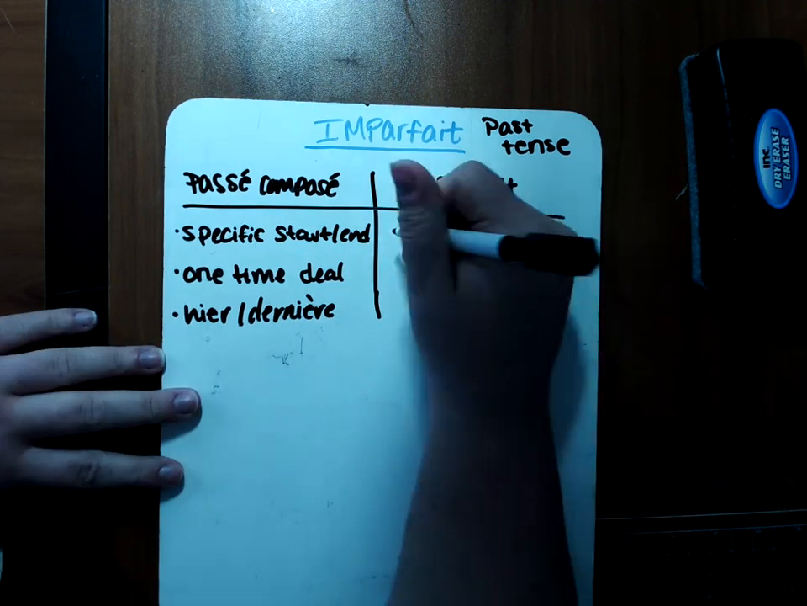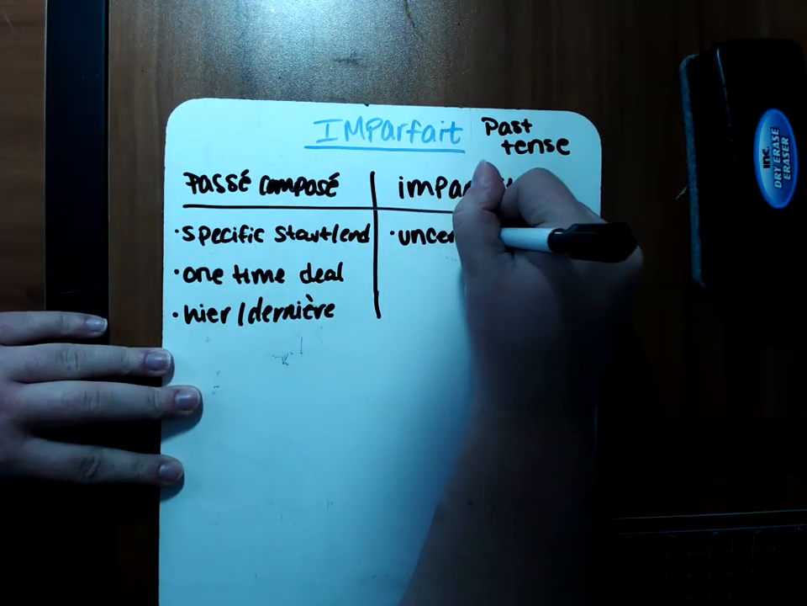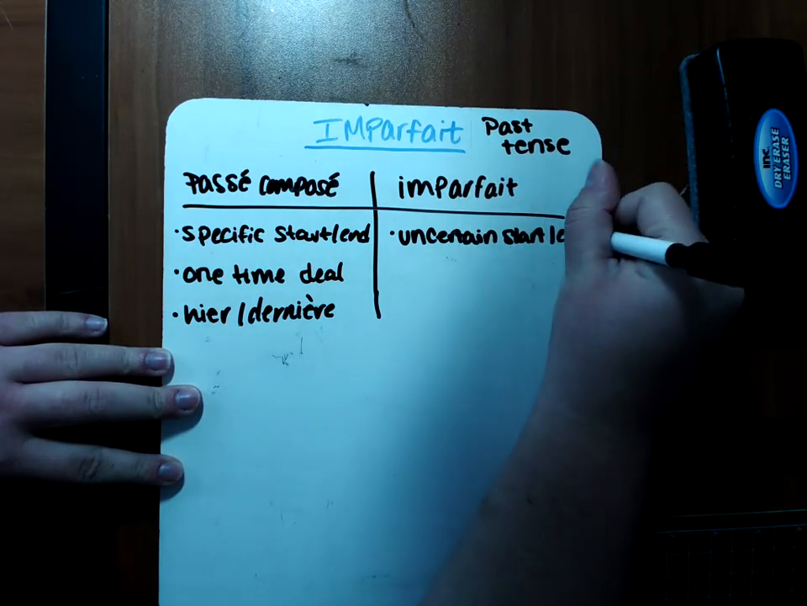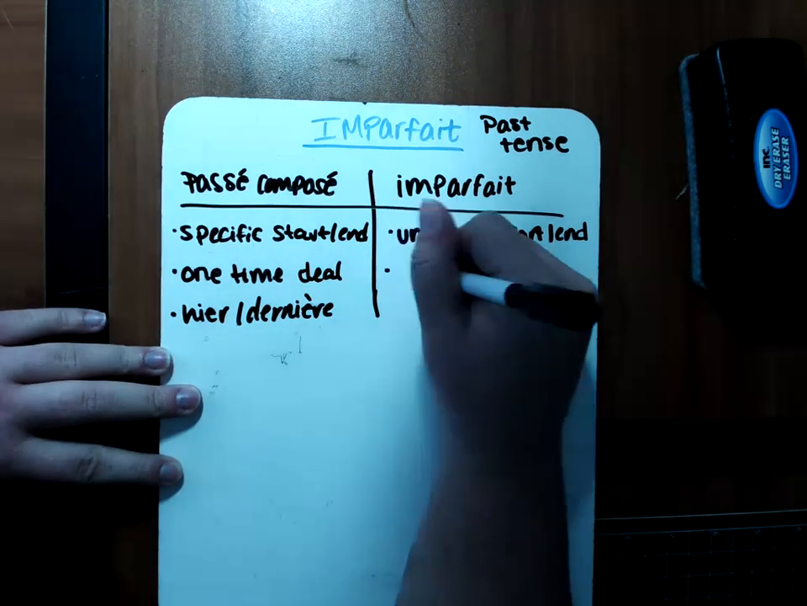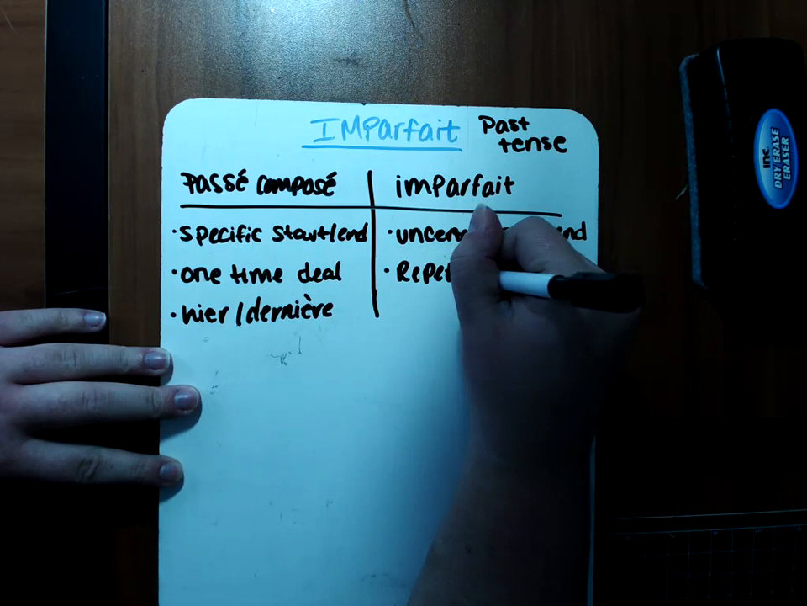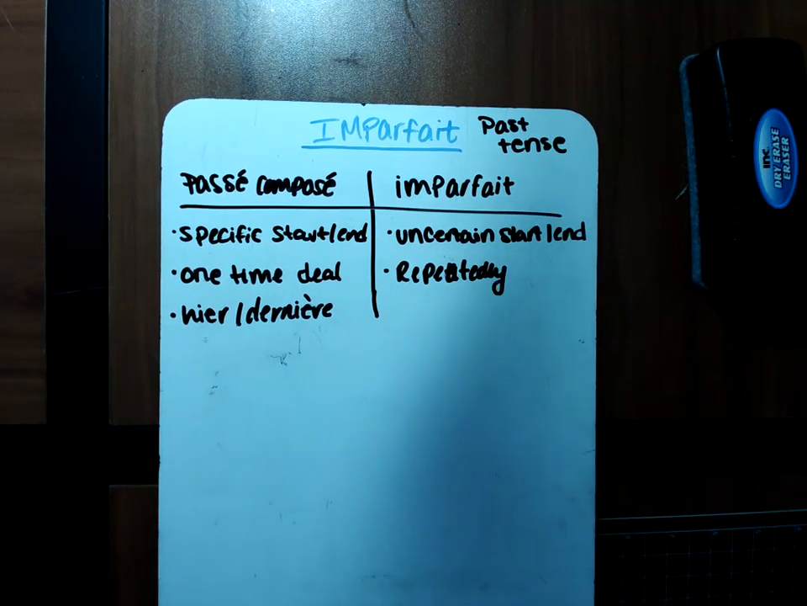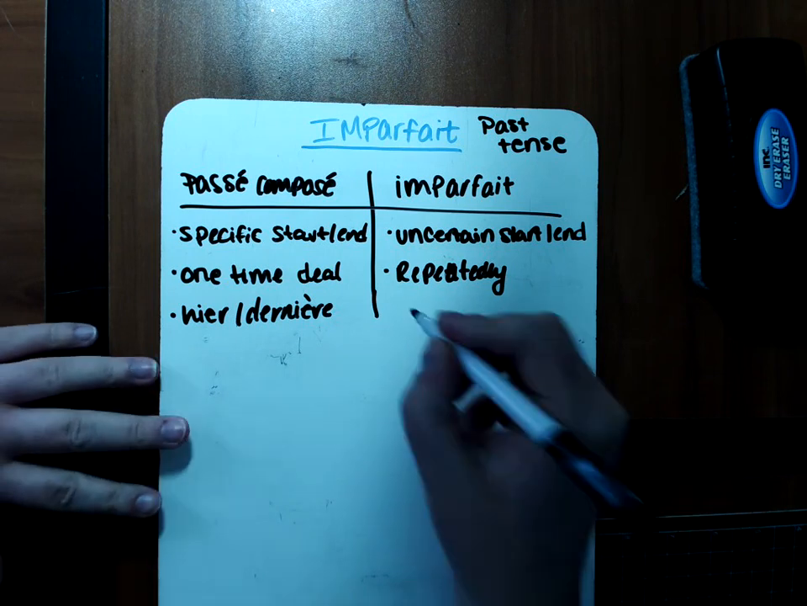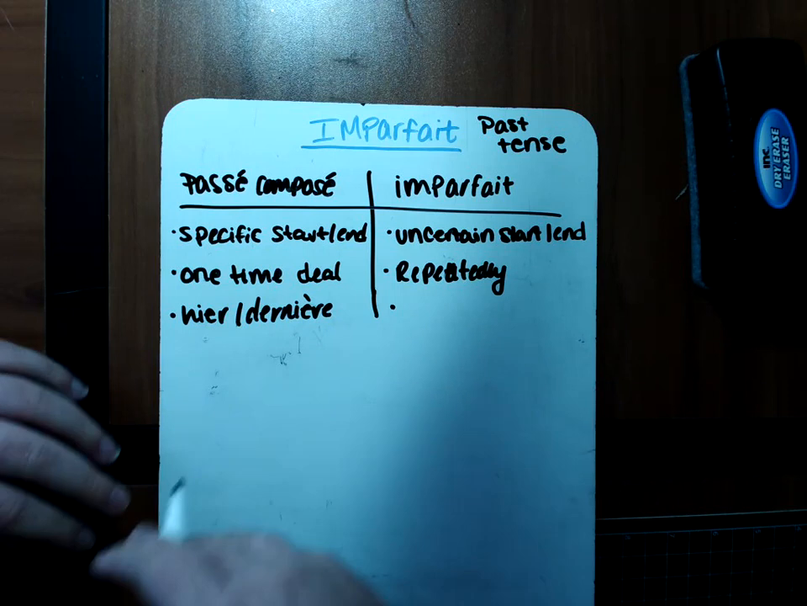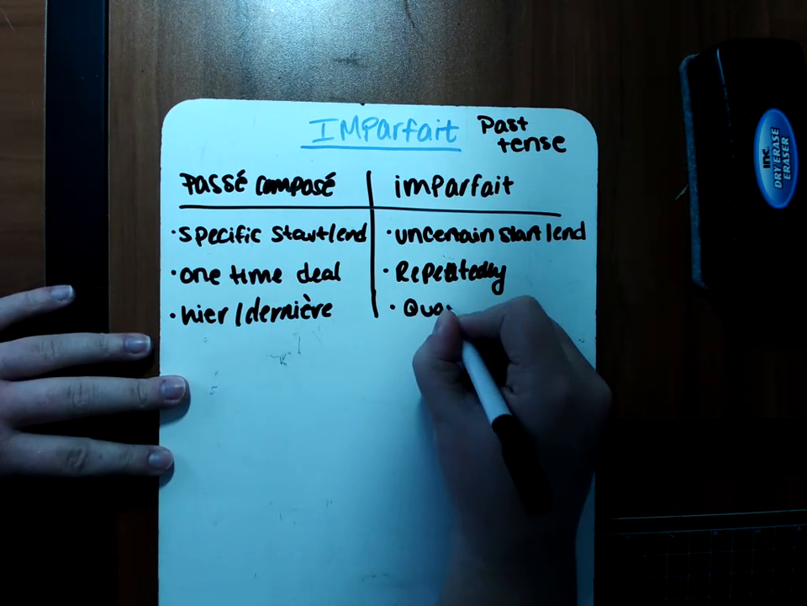The Imparfait is an uncertain start or end. And it happened repeatedly. So it happens repeatedly. And it's still targeted by words like in the past tense, but not specific words. So more things like when, etc., etc.